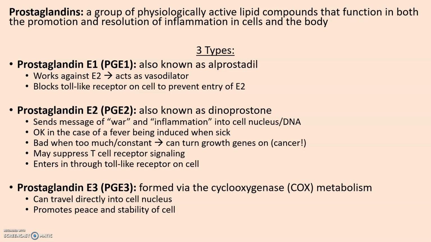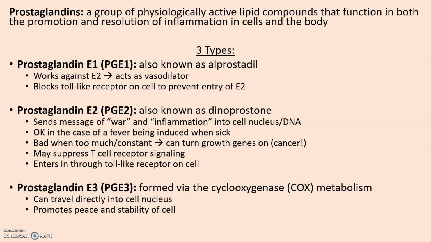It's important to note that it is bad when we have too much of this PGE2 and inflammation, or that it's constant, in the sense that unbridled PGE2 can do things such as turn our growth genes on, leading to cancer, things like that. And it can also suppress our T cell receptor signaling. So just important to note there that this is a dangerous one out of all of them to have unchecked. And its job, it's going to go in through that toll-like receptor on the cell. So PGE1 and PGE2 go back and forth in that way. And we'll see a visual on this in just a second.